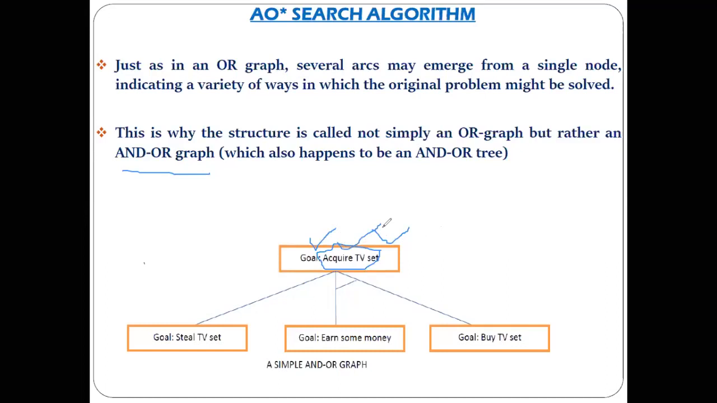We can earn money and buy the TV set. That is one option, correct? Another option: we can steal. Steal means what? Chorne. So this is one way, correct? And this is another way. But can you use this single way and reach the goal? No. If you choose this, you have to also perform these. Correct or not?